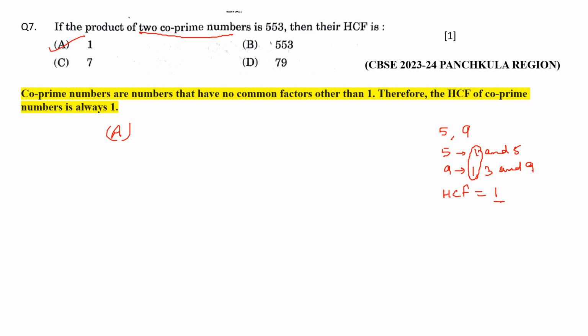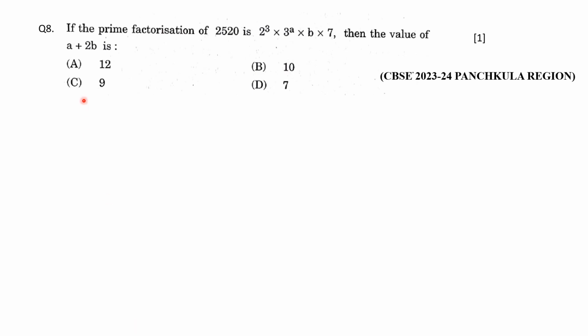Now I'm moving to next question. If the prime factorization of 2520 is 2 cube into 3 to the power a into b into c, then the value of a plus 2b is. Now see, just now we have solved this type of question, right? Again, you can see the question is repeating. And all these questions are last year questions. Though the regions were different, isn't it? But the questions keep on repeating.